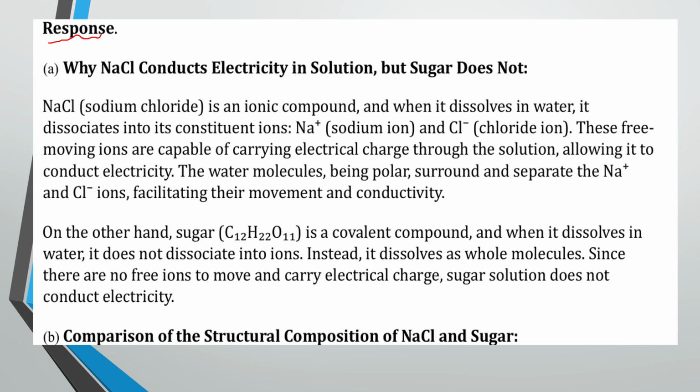So when you're going to explain why sodium chloride is conducting electricity in solution, but sugar is not conducting electricity, remember, for electricity to be conducted, there must be positive ions and negative ions. So you're going to base your explanation on that. And you're going to say that sodium chloride, being an ionic compound, when it dissolves in water, is going to dissociate into its constituents. So it's going to give the sodium ions, which are the positive ions in this case, and also the chloride ions, which are the negative ions in this case.